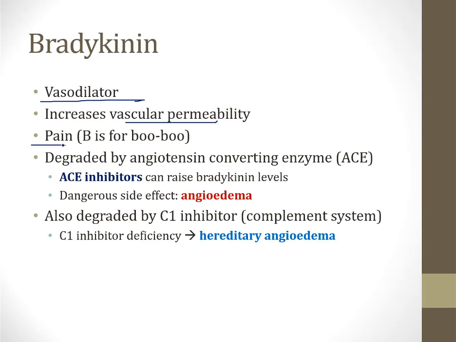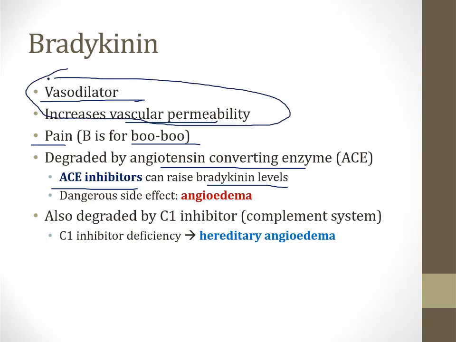It triggers pain in our nerve fibers, and an easy way to remember this is that the B in bradykinin is for boo-boo, like when you fall and hurt yourself and get a boo-boo. Two other important things, especially for step 1, related to bradykinin. It is degraded by angiotensin converting enzyme, and therefore patients who take ACE inhibitor drugs for hypertension or heart failure will have an increase in bradykinin levels. And because bradykinin causes vasodilation and an increase in vascular permeability, one of the potential side effects of ACE inhibitors is angioedema. That's basically swelling and vasodilation like you would see in inflammation, but it's not occurring from inflammation. It's occurring because someone took an ACE inhibitor drug.